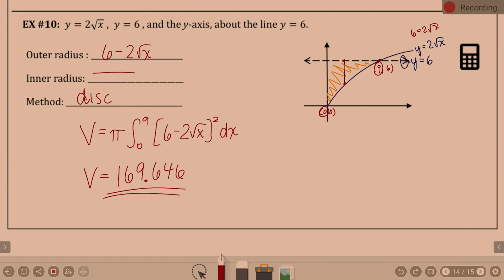Answer key's already posted, I believe. I believe I posted it this morning because I was trying to be on the ball. Kylie, can I text you?